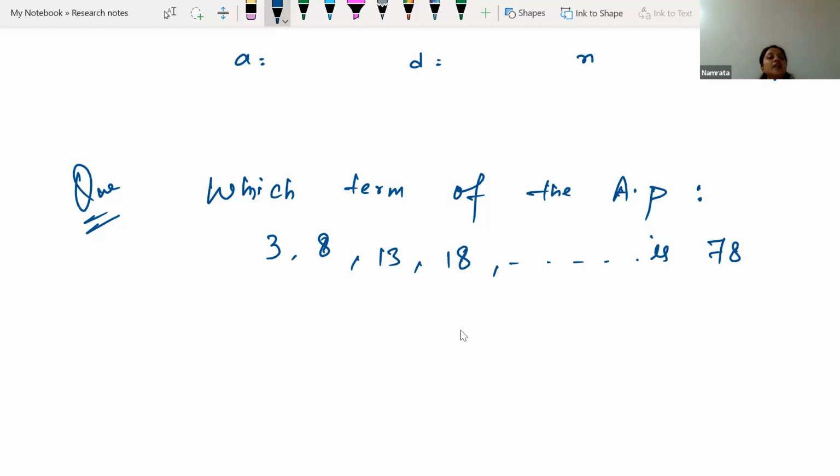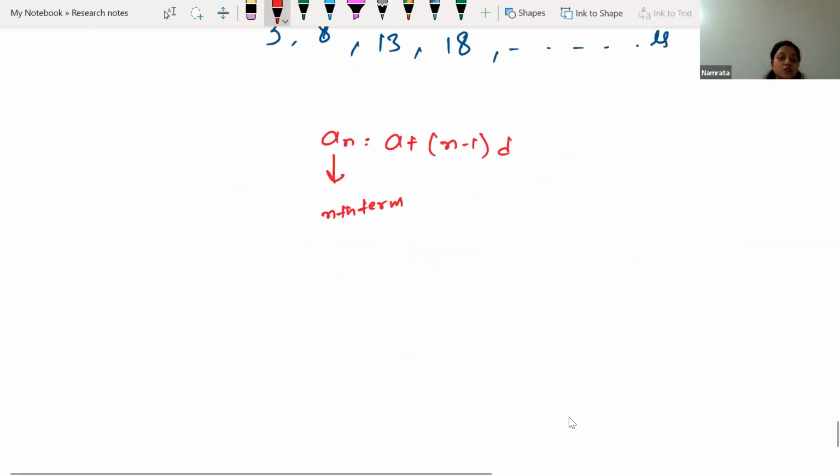Which term is 78? So let's say the nth term is 78. How will we solve it? By using the same formula, that is an is equals to a plus n minus 1 into d. Here we are saying, let's say the nth term is 78. So this one is known as the nth term. So let's substitute.